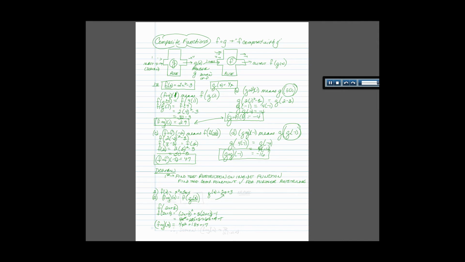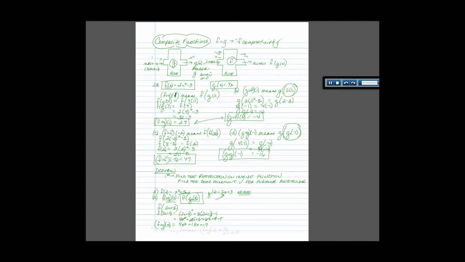Now we need the domain. So let's go first to the domain of the inside function. The inside function is the g of x. I can't tell so much when it's written like this, but I can tell when it's written like this. The domain here, is there a restriction? No. This one has no restriction because there's no variable in a denominator and there's no variable under an even root. So there's no restriction there.